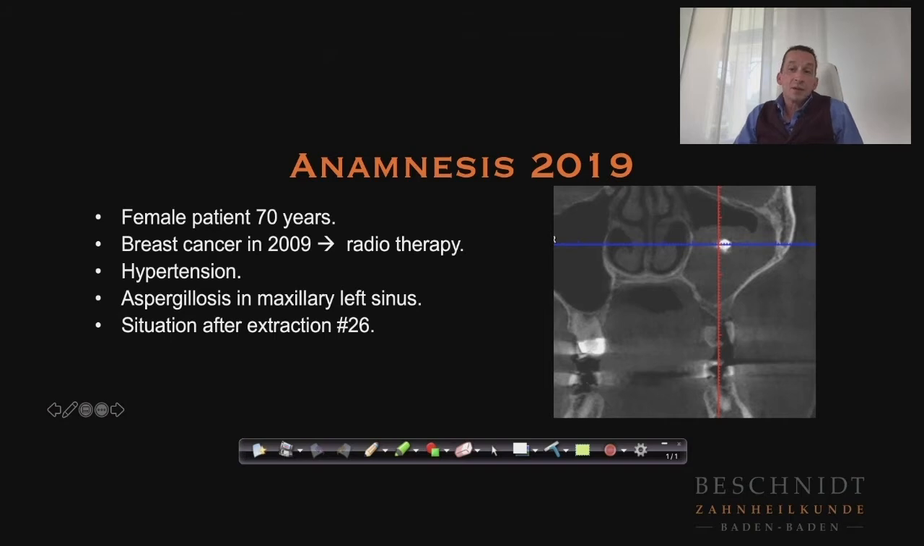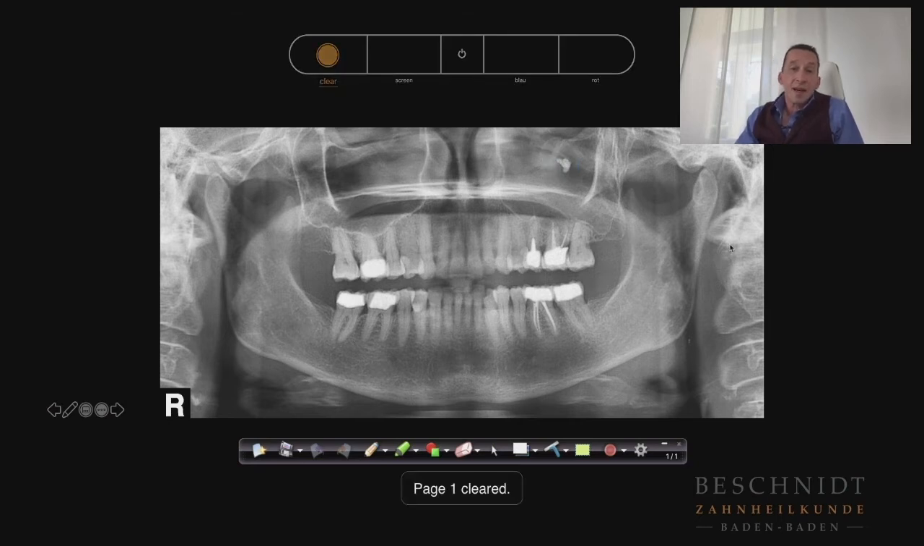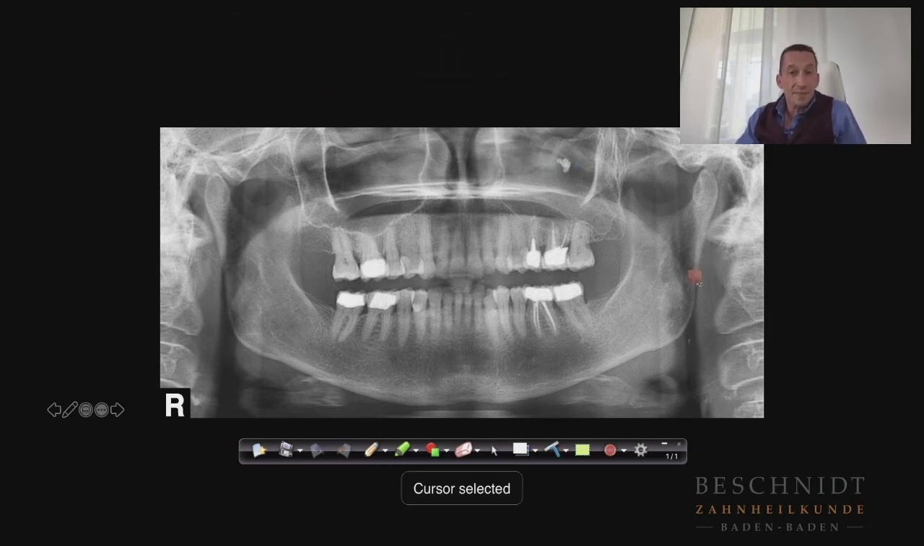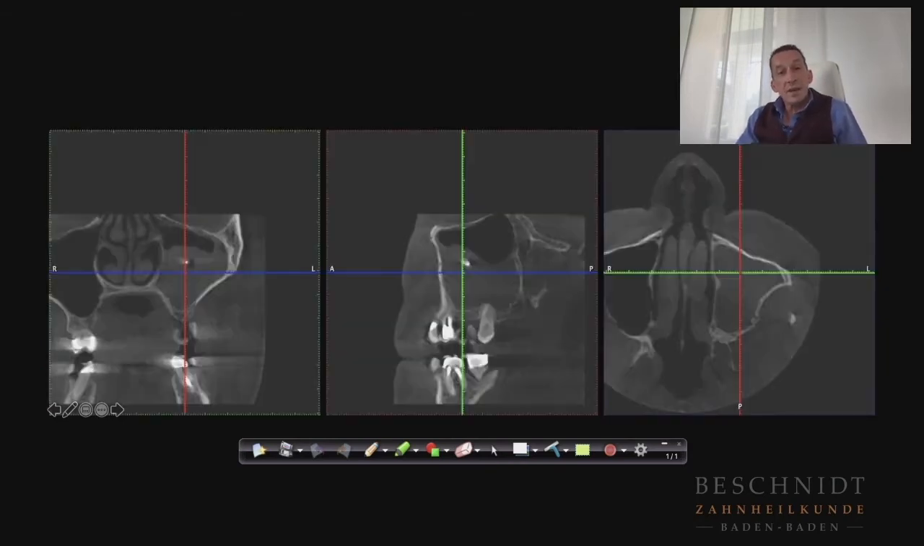This is a lady who came in, 70 years old. She had an aspergillosis of her left sinus because of a root canal treatment of the tooth 2-6. Here you see the tooth 2-6 with the insufficient root canal, and this is the remnant of the filling material, and she developed an aspergillosis. So the tooth was taken out, alieno loco, but you see the remnant of the root canal filling still was in, and the aspergillosis still was in.